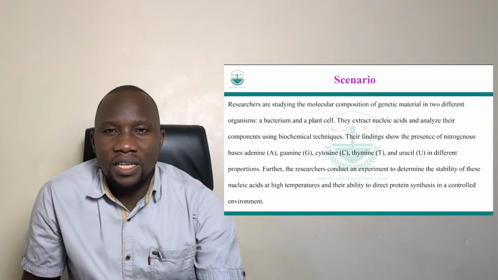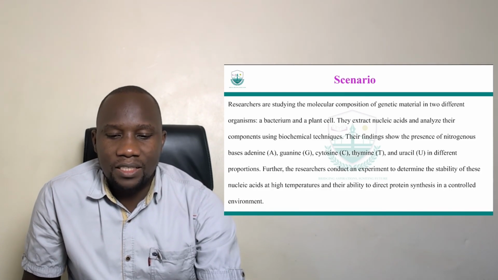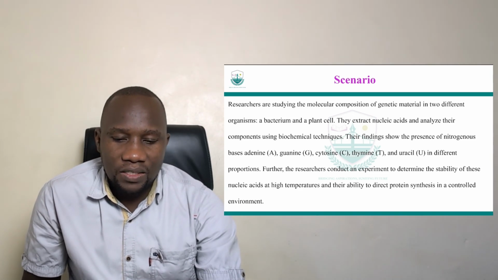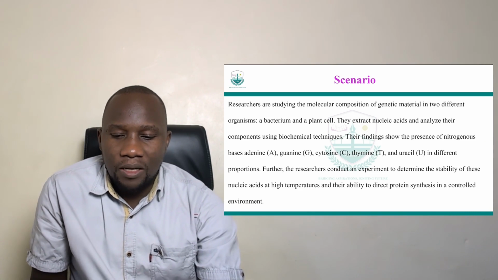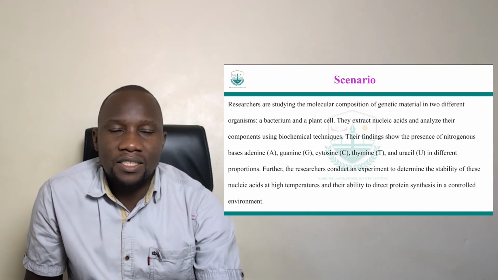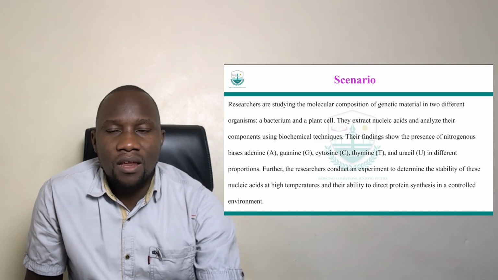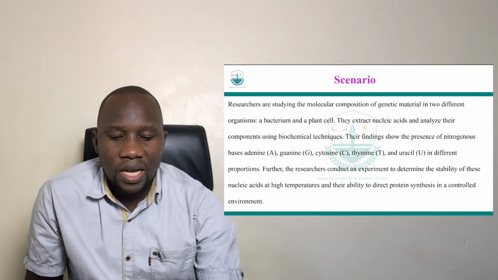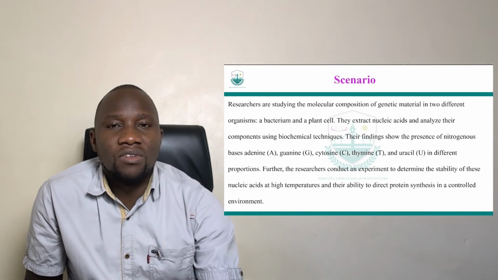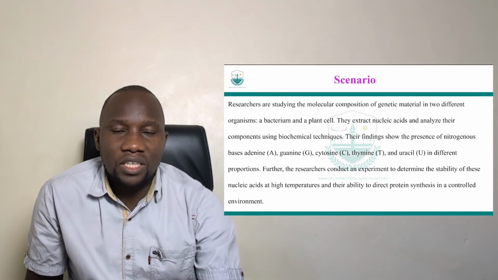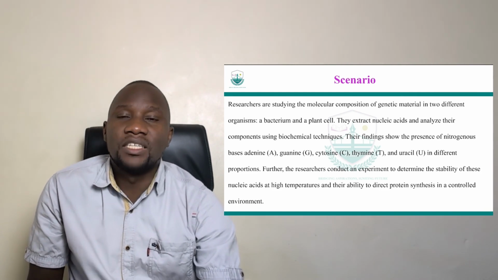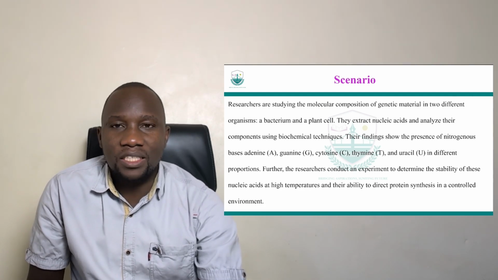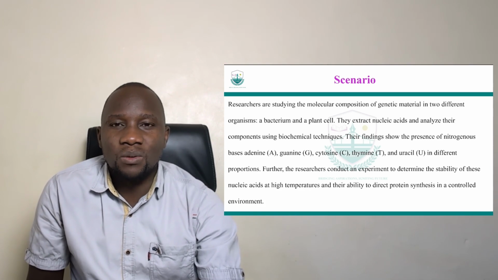What they do is that they extract nucleic acids and analyze their components using biochemical techniques. Their findings show that there are nitrogenous bases, that is adenine, guanine, cytosine, thymine, and uracil, in different proportions. Further, the researchers conduct an experiment to determine the stability of these nucleic acids at high temperature and their ability to direct protein synthesis in a controlled environment. So there are different research projects around this.